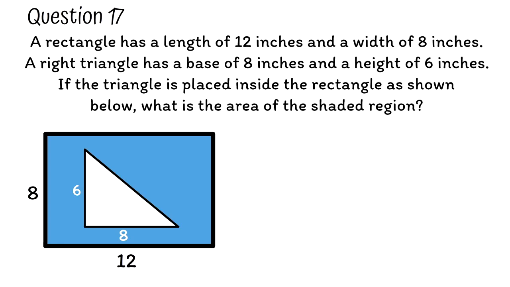Question 17. A rectangle has a length of 12 inches and a width of 8 inches. A right triangle has a base of 8 inches and a height of 6 inches. If the triangle is placed inside the rectangle as shown below, what is the area of the shaded region? To know the area of the shaded region, we have to first know the area of the rectangle, and also the area of the triangle.